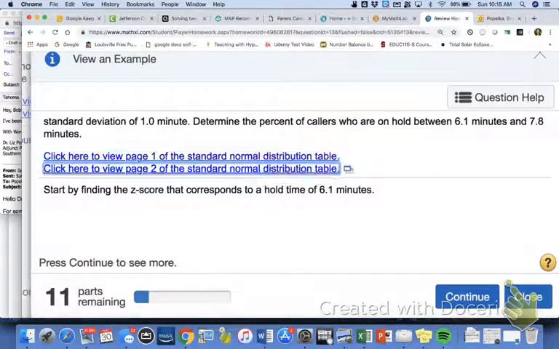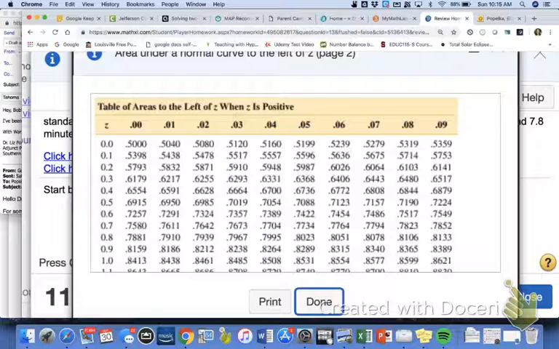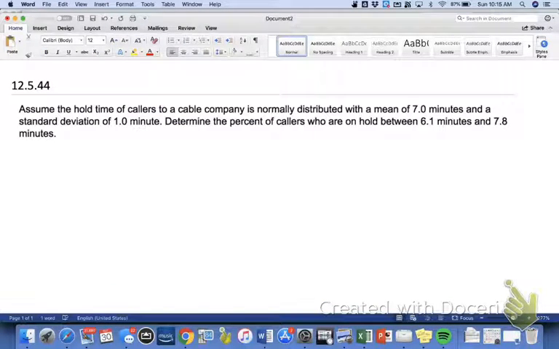Now I'm going to go to page 2, because that's where the positive z-scores are. Look right up here and I see 0.8. And I'm going to look in this column right here because there weren't any digits that came after 0.8. It's just a plain old 0.8. So you see that I've got the area 0.7881. So now what exactly does that mean? What did I just figure out?